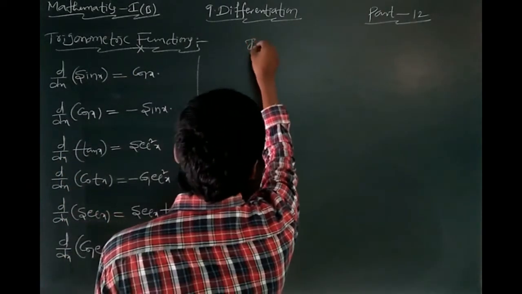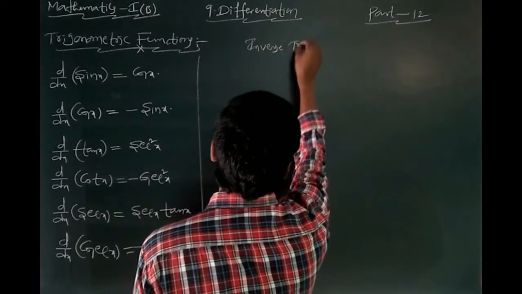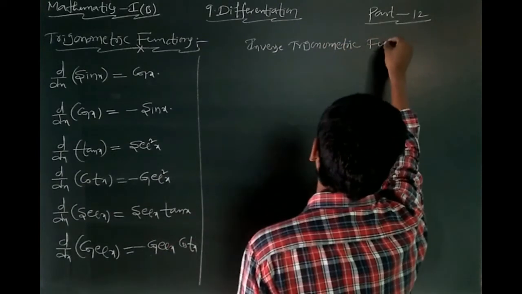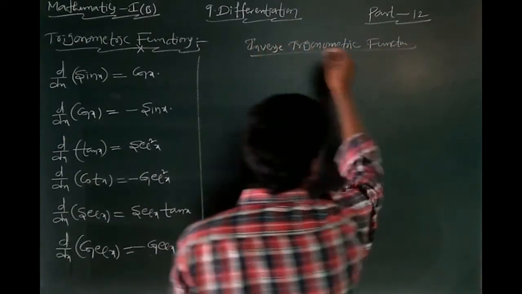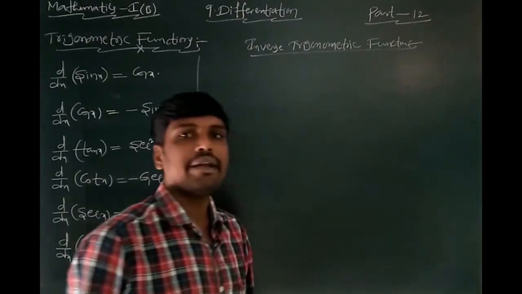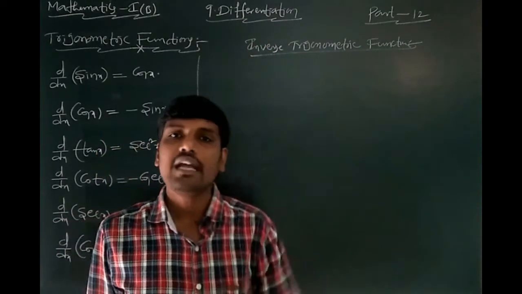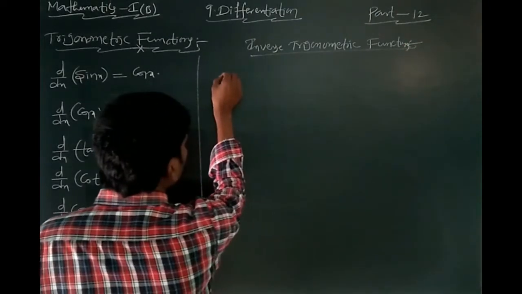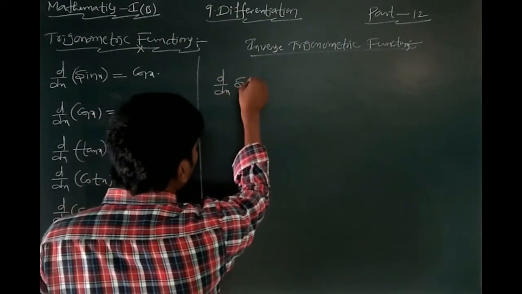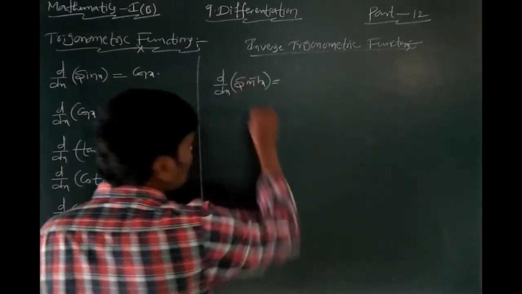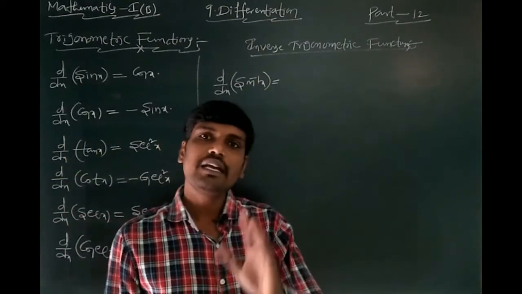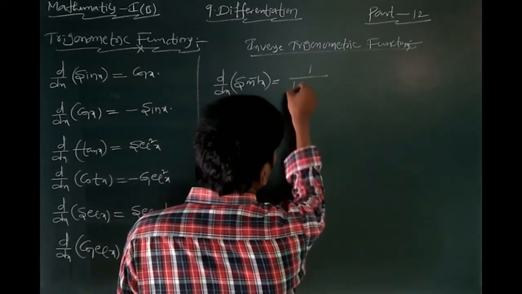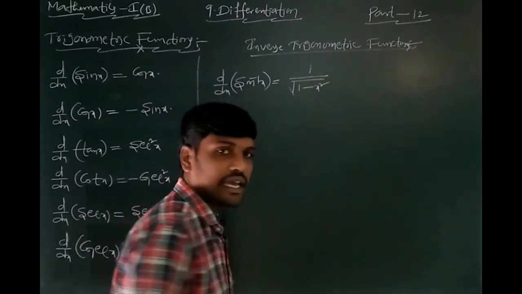After that, the derivatives of inverse trigonometric functions. What is the derivative of inverse trigonometric functions? How many inverse trigonometric functions are there? Inverse trigonometric functions are 6. First one is the derivative of sine inverse x. The derivative of sine inverse x is 1 by square root of 1 minus x square.